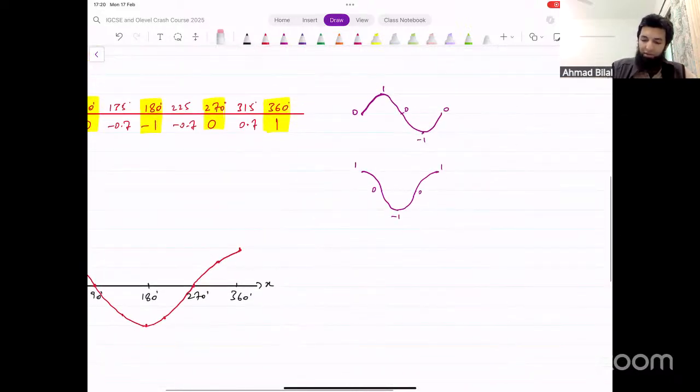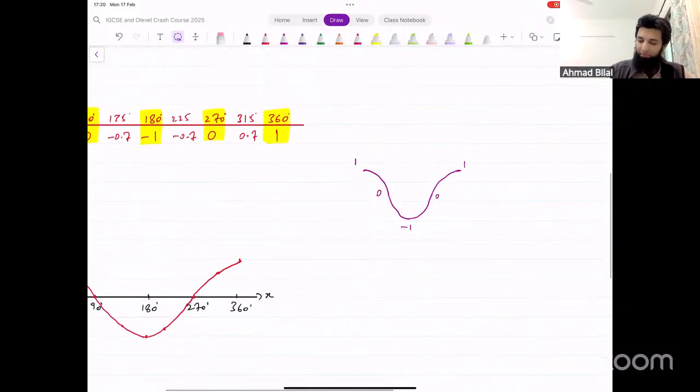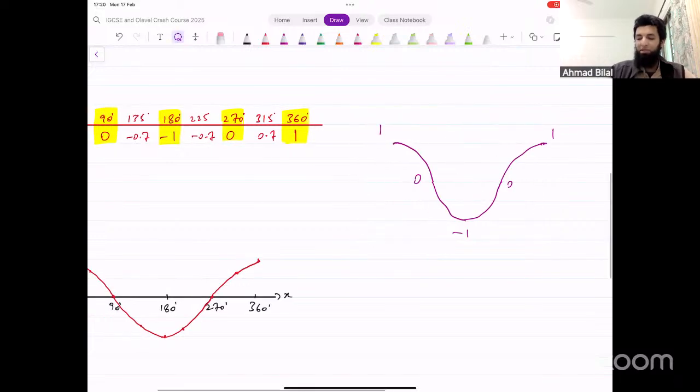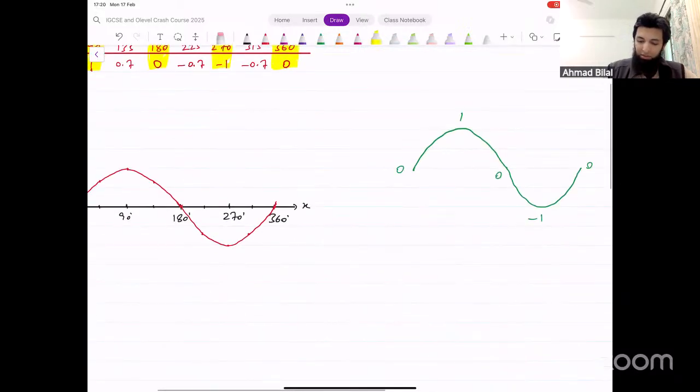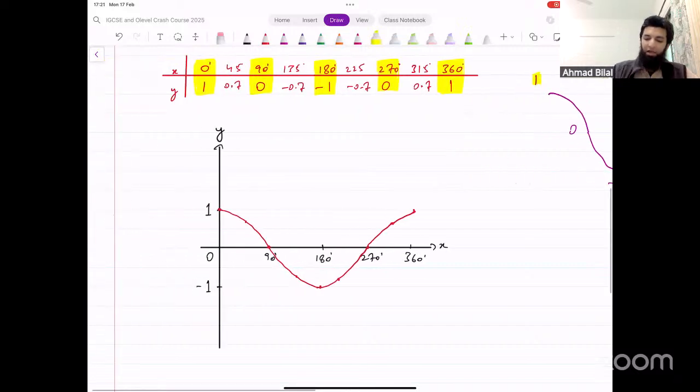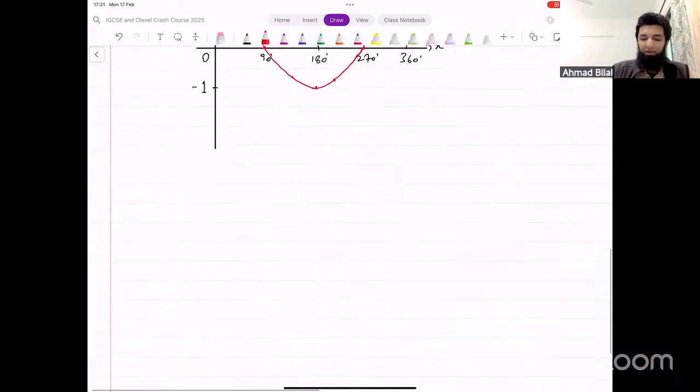Cos graph, it goes like this. It starts from 1, goes to 0, and then -1, 0, and 1 again. You need to memorize these points: 1, 0, -1, 0, 1. Sine starts from 0. Cos starts from 1. Remember that. Sine starts from 0. Cos starts from 1. Then finally, let's think about the tan graph and see what that looks like.